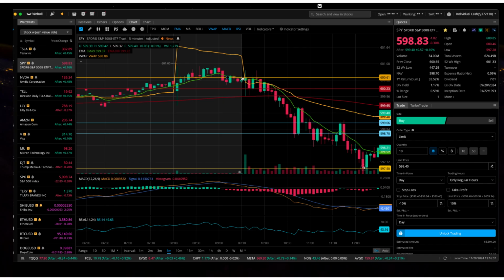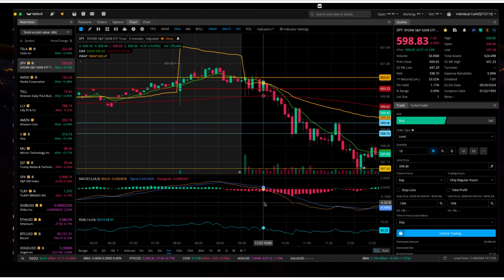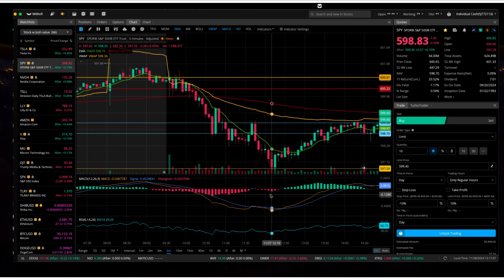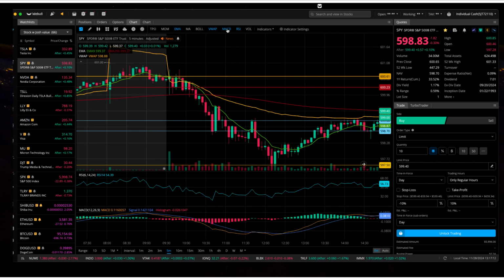So after these first 3, we have to wait on some confirmation. The confirmation thing that I use is the MACD. I'm gonna come up here and turn it off and on once so you'll see it. Let's turn it on. You also go under indicators to add that.